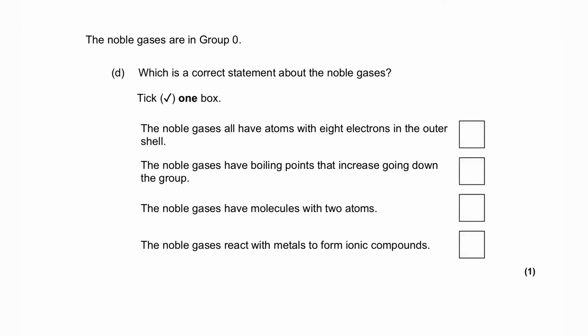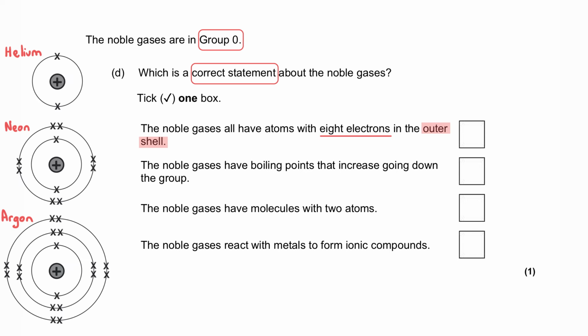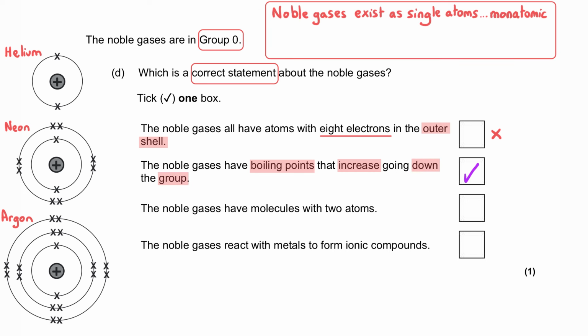The noble gases are in group 0, which is a correct statement about the noble gases. The noble gases all have atoms with 8 electrons in the outer shell. This is not correct. Most of them do, but helium, the smallest of the noble gases, only has 2 electrons in its outer shell, and so that is false. The noble gases have boiling points that increase going down the group. This is in fact the true statement.